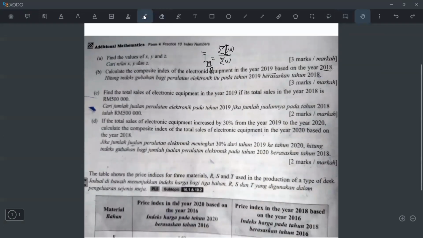So what does C say? Find the total sales, meaning price, the P, of electronic components in the year 2019.